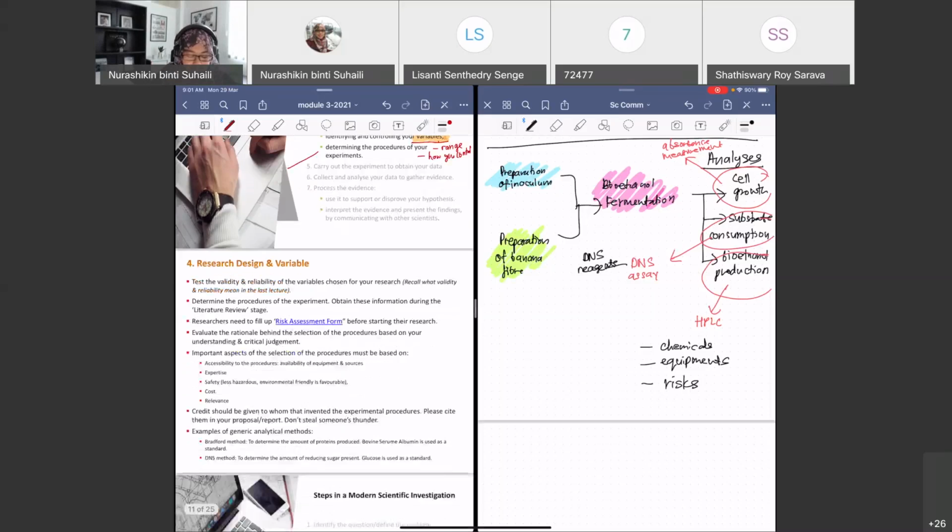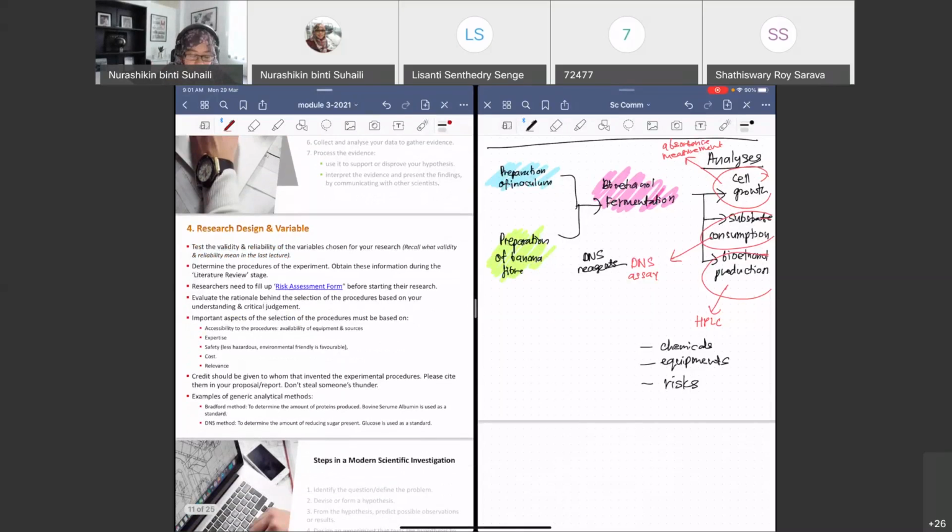Ideally, researchers need to fill up what we call a risk assessment form. So what is this risk assessment form? It is where you identify the risks associated with the chemicals used and the procedure that you are going to use, whether it's very risky, moderate, or low risk. It's also related to how you dispose of the chemical waste or the biological waste.